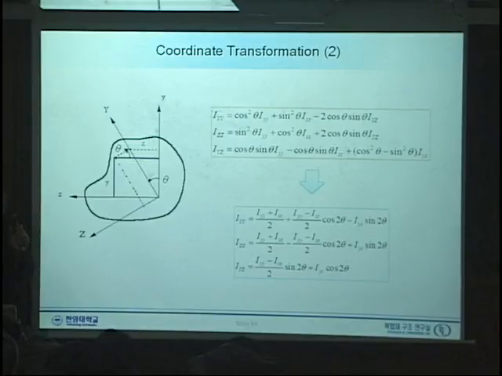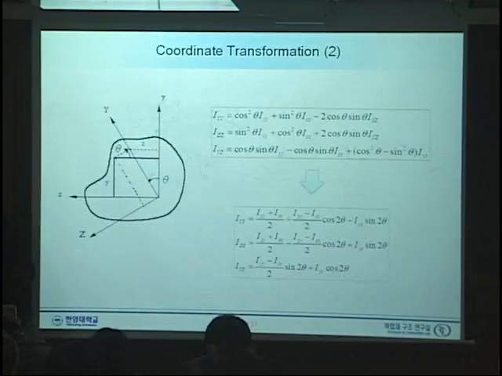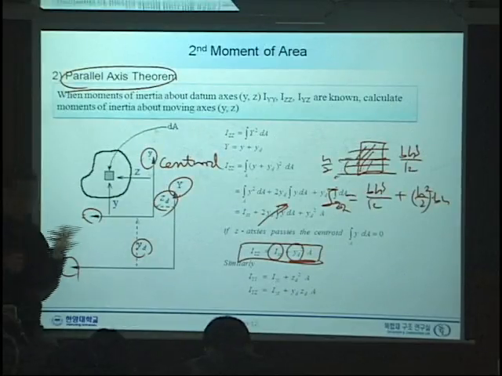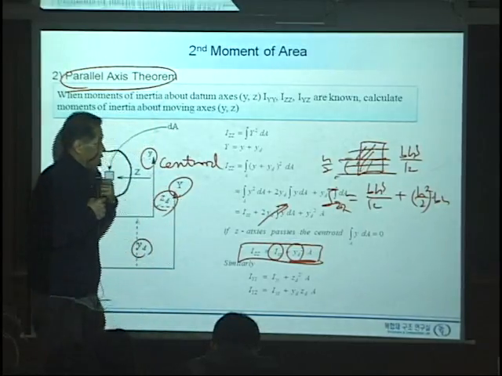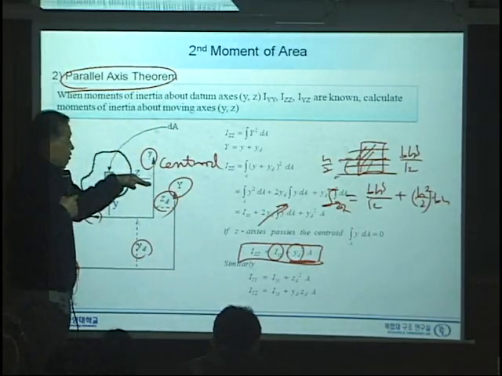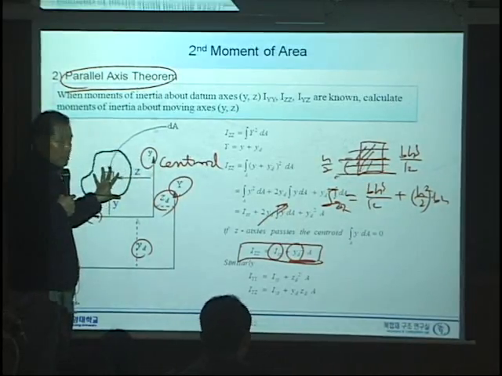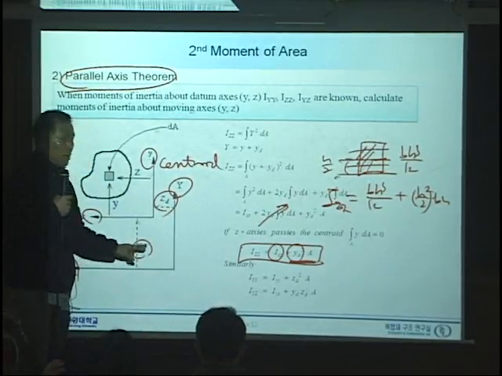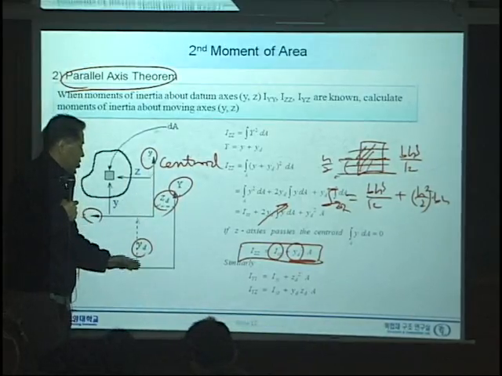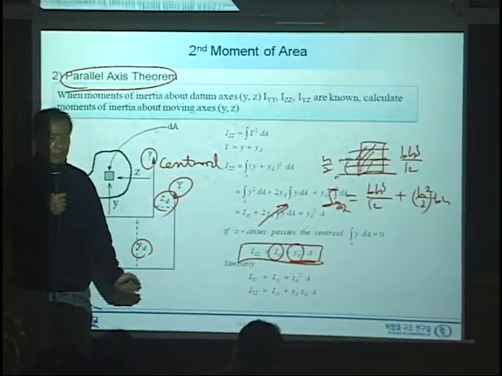For this moment of inertia, we have three properties, I_YY, I_ZZ, and I_YZ. And we need to understand two different types of moment of inertia. One is that, let's say we have the moment of inertia with respect to this axis. Now, this axis has moved by Z_D and Y_D. It's parallelly moved. And now we want to calculate the moment of inertia with respect to this axis.